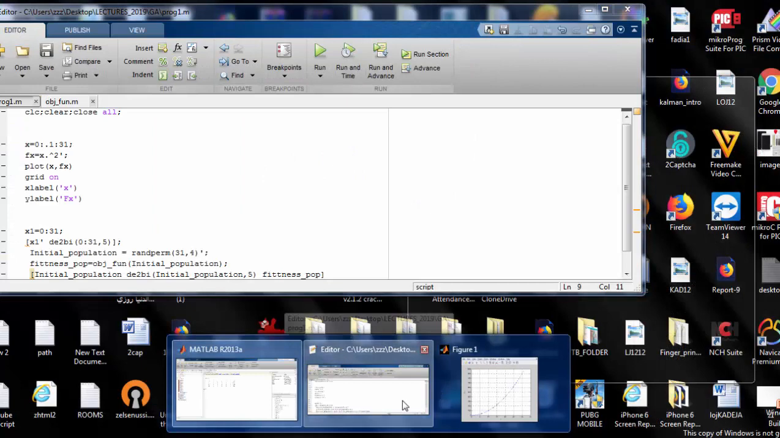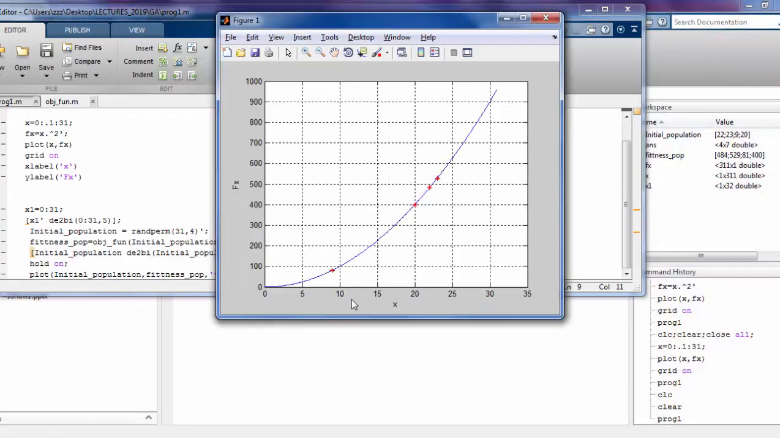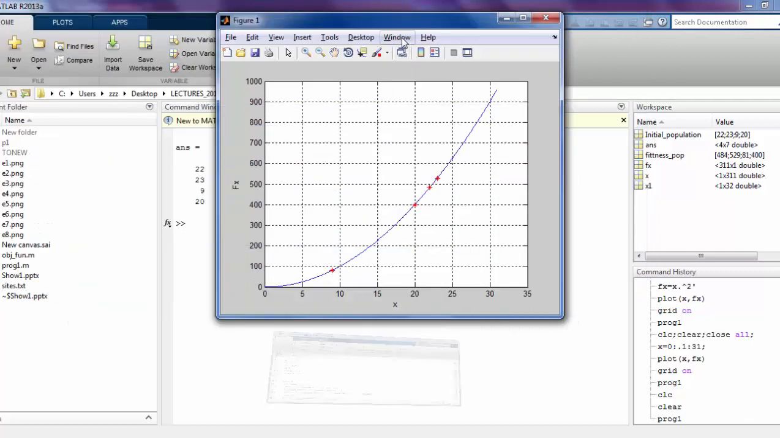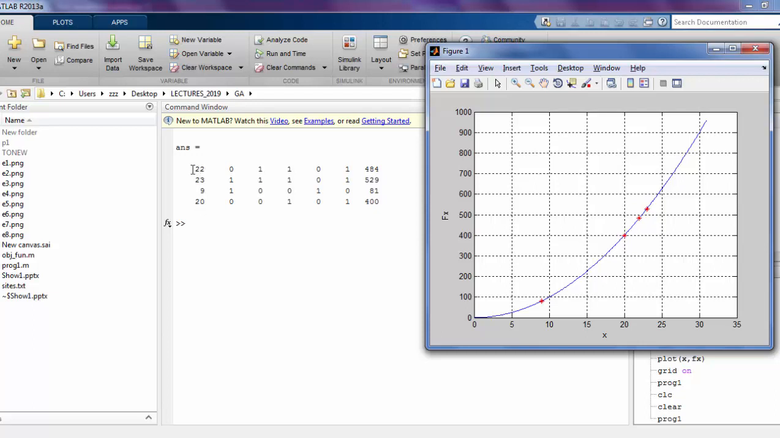Here, for example, I made a quick program. In this example I made a quick Matlab program which takes 4 strings, or 4 chromosomes, randomly, not repeated, and finds the encoded value. It's the binary value. Be careful here, this is the most significant bit of this one. And this is the fitness for each chromosome.